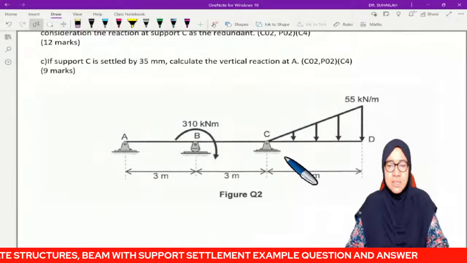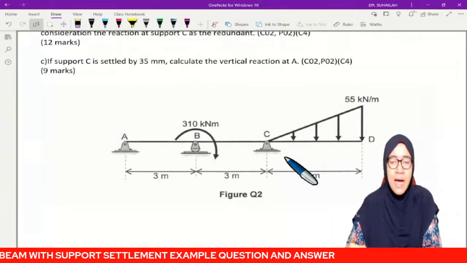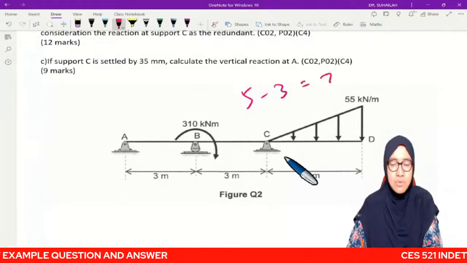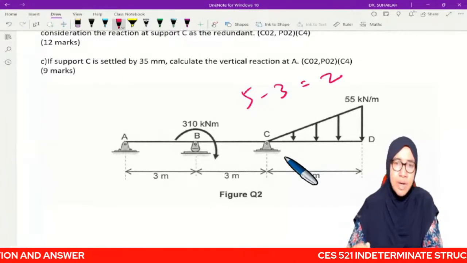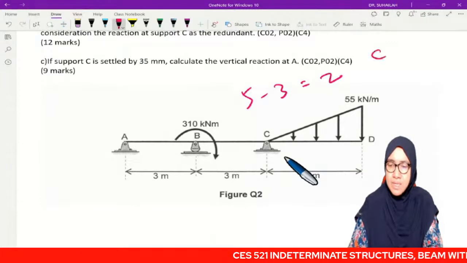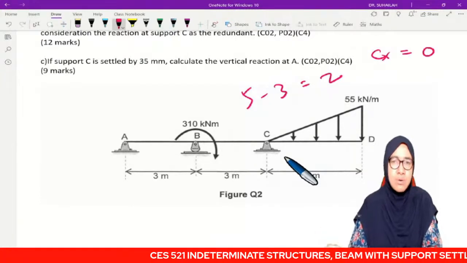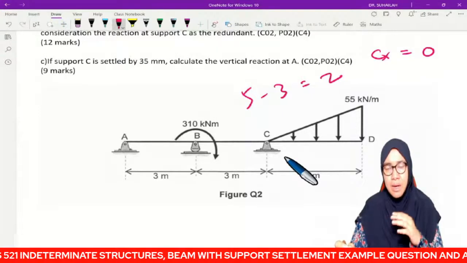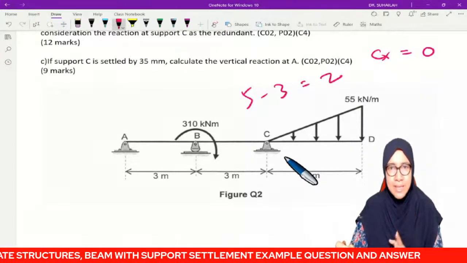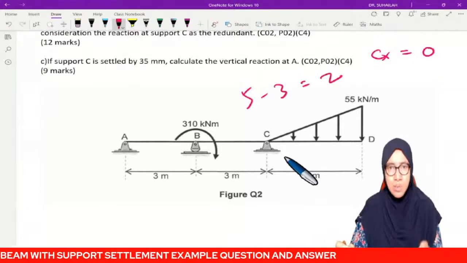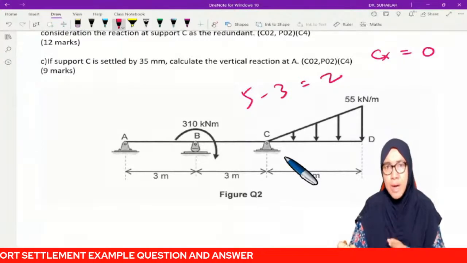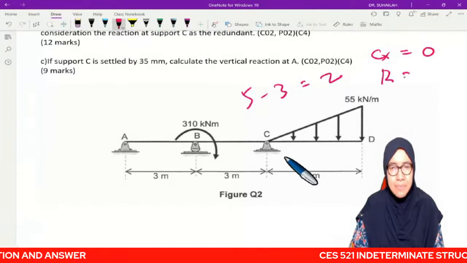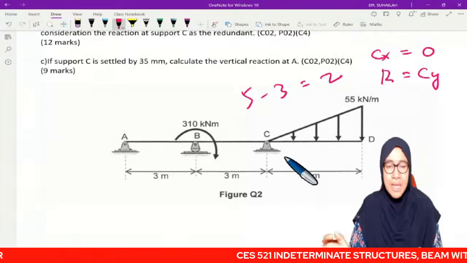Basically, this one has 5 unknown reactions. It is 5 minus 3, which is equal to 2. But because we already know that CX will be equal to 0, we just solve this by considering CY as the redundant. We remove CX and CY, but we already know that CX is equivalent to 0. So we just consider the redundant as CY.